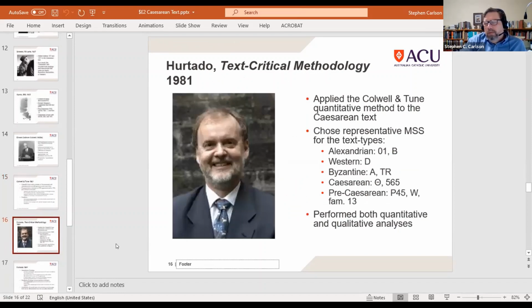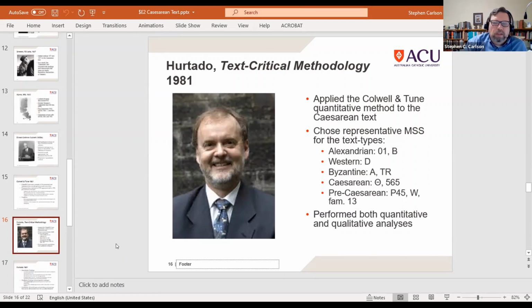The next major step, and this really coincides with the fall of the Caesarean text, is Larry Hurtado and his dissertation, Text Critical Methodology and the Caesarean Text. 1981 is when it was published, but he did a lot of the work earlier in the 70s under, I think, Eldon Epp at Case Western Reserve. And what he did is he applied the Colwell and Toone quantitative method to the Caesarean text, and he chose as the best representatives certain manuscripts for the text type. So the Alexandrian one gets Codex Sinaiticus and Codex Vaticanus, Western gets Bezae, Byzantine gets Alexandrinus and the Textus Receptus.